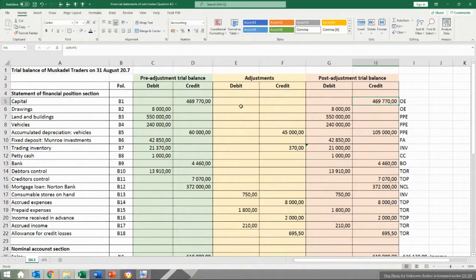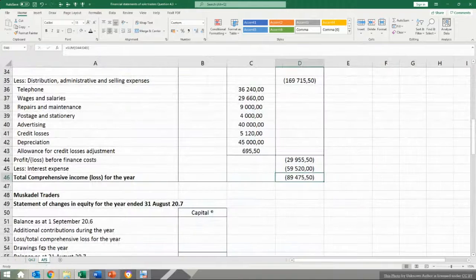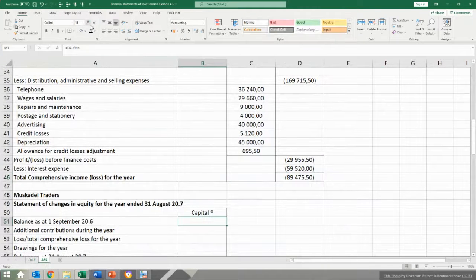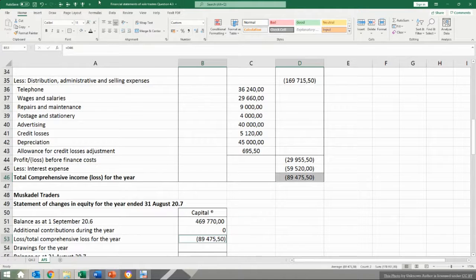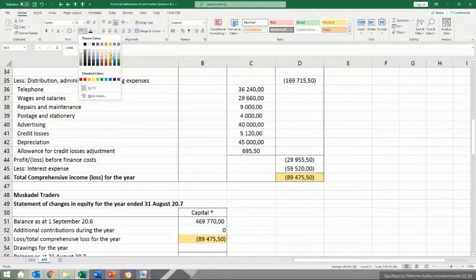469,770. There were no adjustments, so we know there were no additional contributions. So we know the balance is the opening balance because there weren't any changes. If there were any changes, like adjustments, you would first add the adjustment and then you will remove that amount from that to work out the opening balance. Then your loss or total for comprehensive loss is exactly the same as your statement here at the top. So you literally just transfer the value.